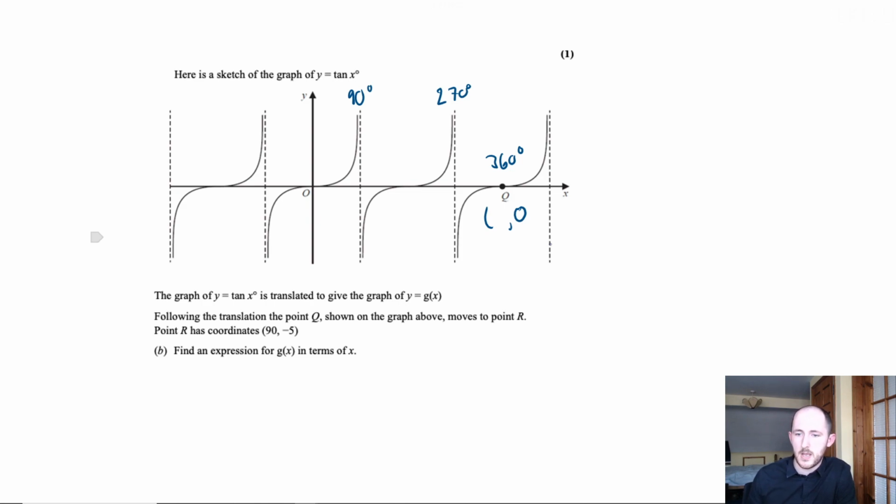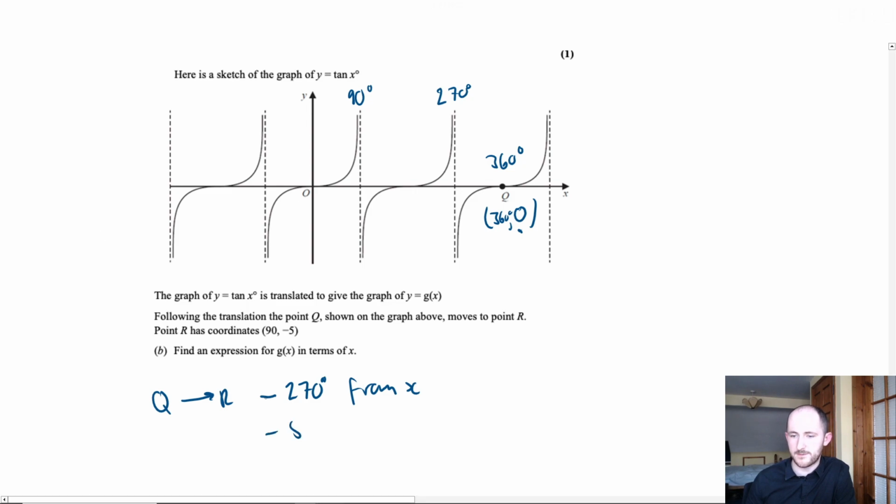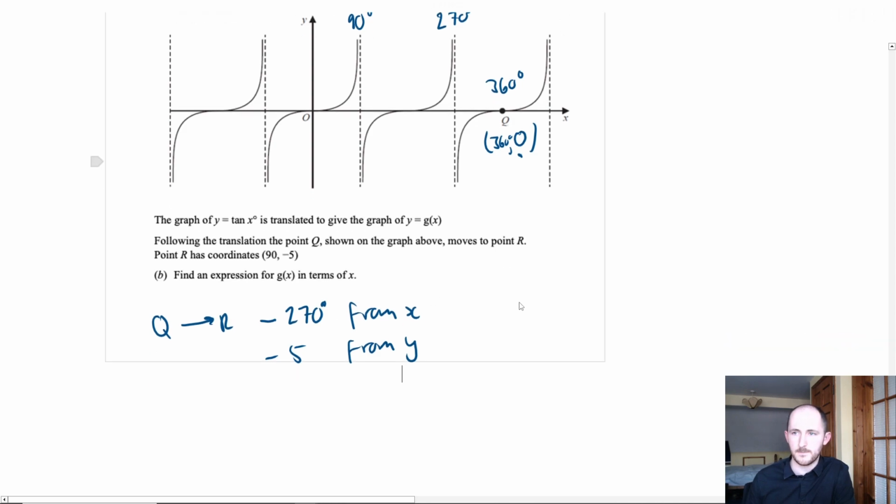So, we've gone from 360 degrees to 90 degrees. Okay? So in other words, to go from Q to R, I subtract 270 degrees from X. And if you look, I've gone from 0 to minus 5. So I've subtracted 5 from Y. Yeah? So how do I write that in terms of a function?